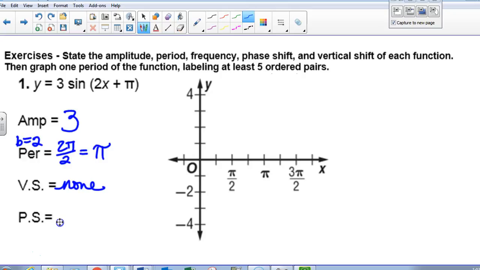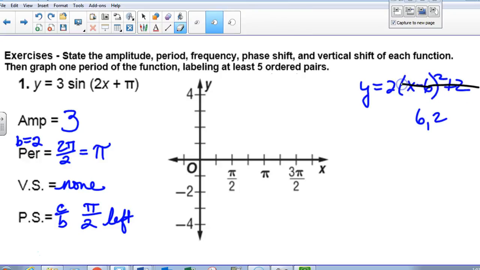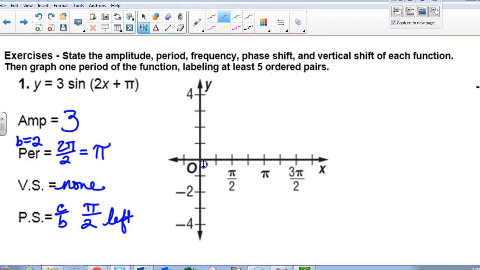Phase shift, is this factored or unfactored? It's unfactored, so we have to do c over b. So it's pi over 2. Is the phase shift left or right? It's the opposite of, remember anything like the vertex form? You remember this? The vertex was at 6, 2. It's the opposite of this, yes? Okay, same thing. It's the opposite. Ooh, I don't know what happened there. Sorry, I thought I had my eraser. All right, so this one is shifted to the left, pi over 2.